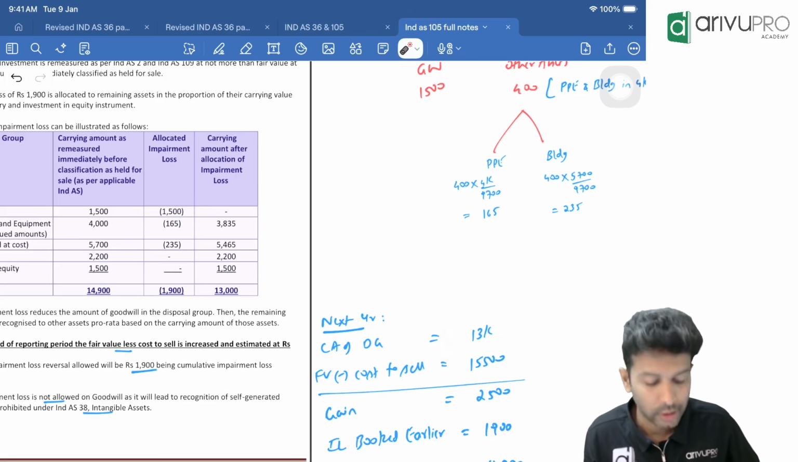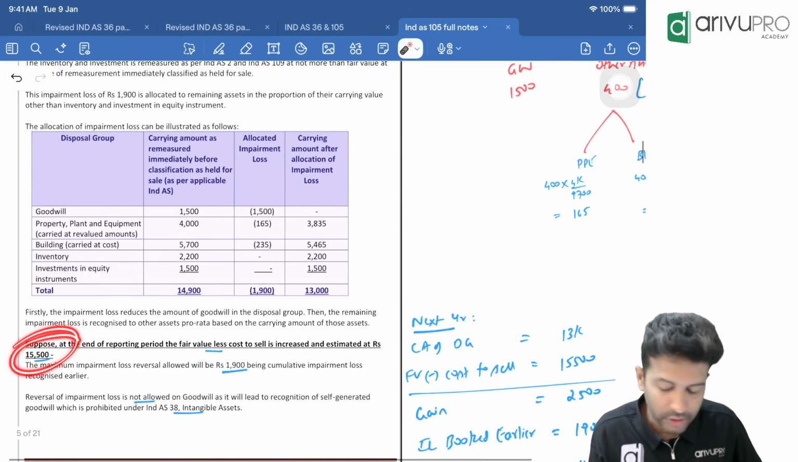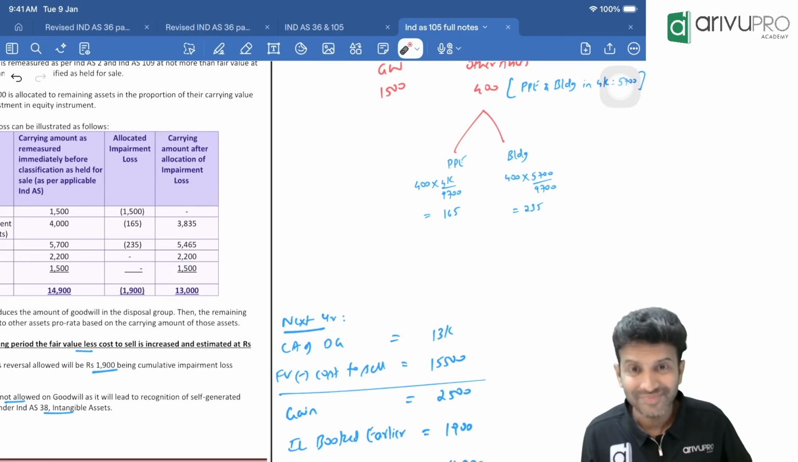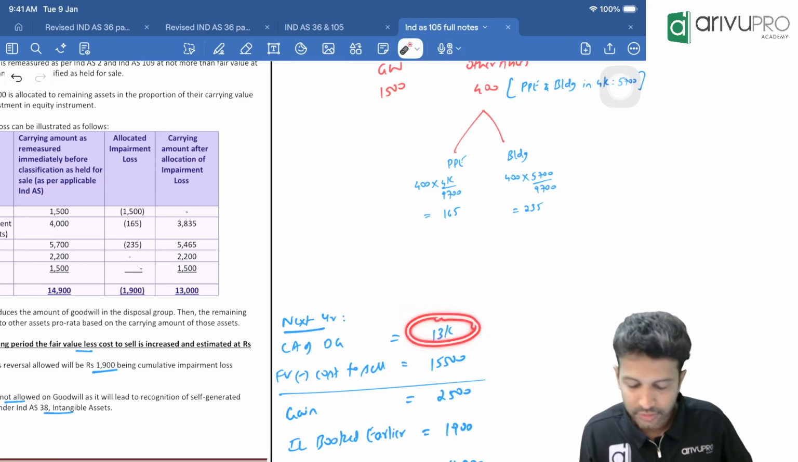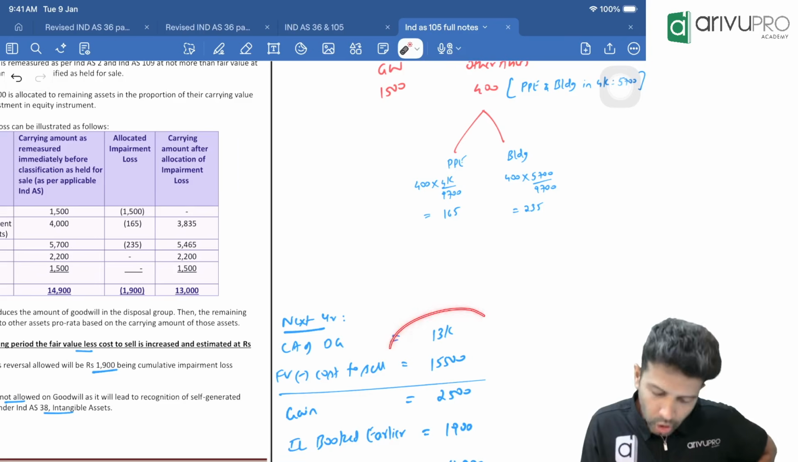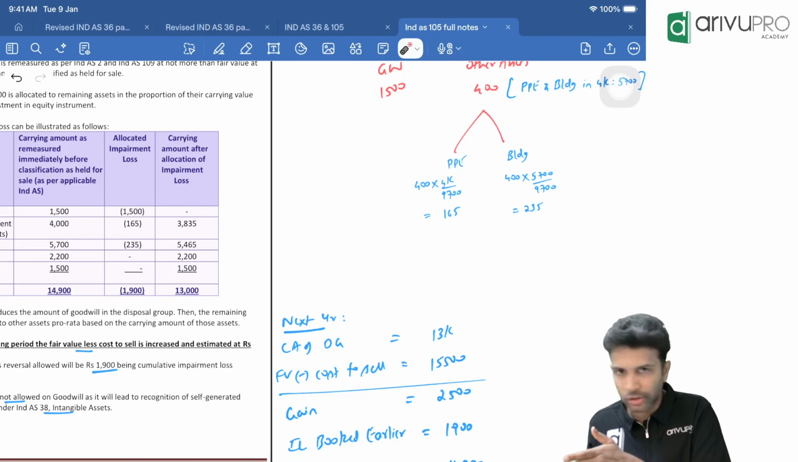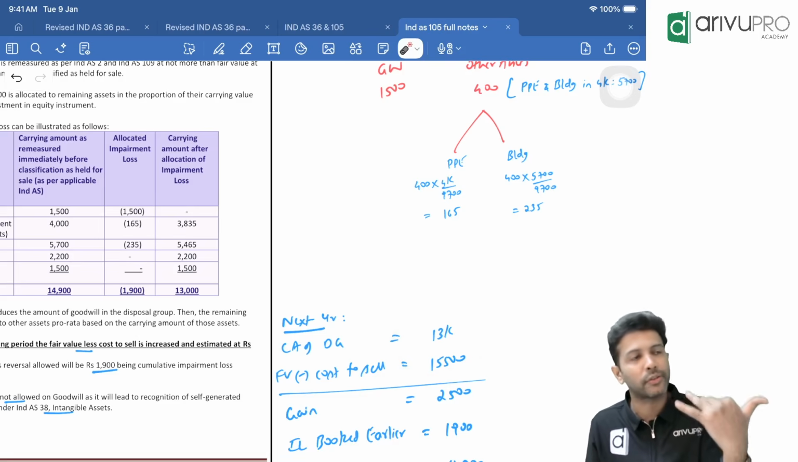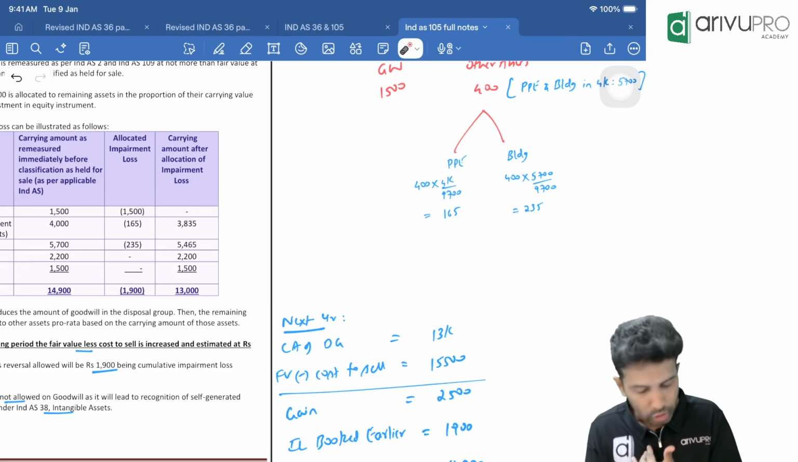But what about fair value less cost to sell? They're telling fair value less cost to sell is 15,500. I mean, there is a gain. Carrying amount is 13,000. If you sell, you will recover 15,500. So there is a gain, 2,500. Will you book a gain? No. Non-current assets held for sale, disposal group, whether you're doing individually or group level, they are measured at carrying amount or fair value less cost to sell, whichever is lower. So gain you cannot book.